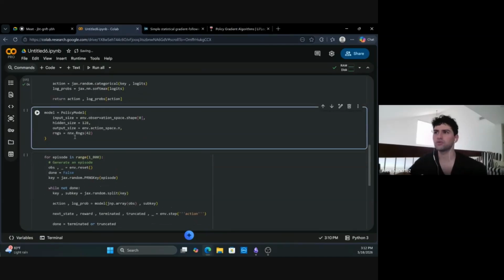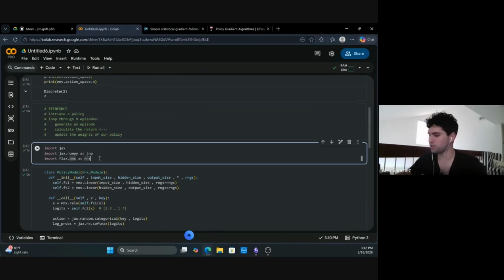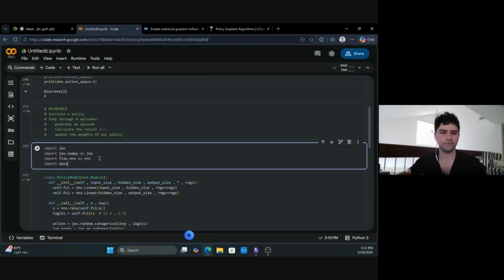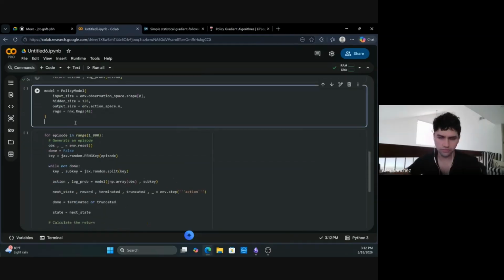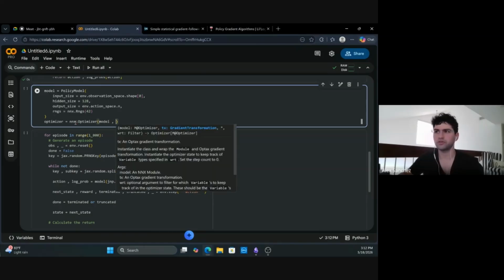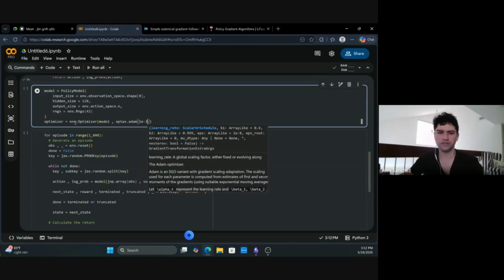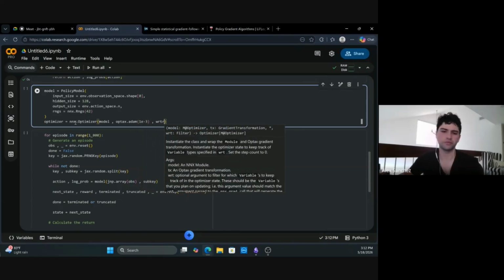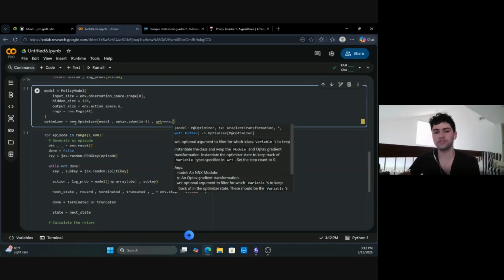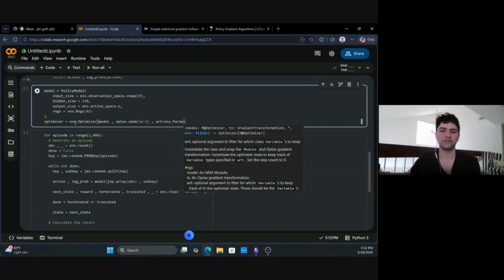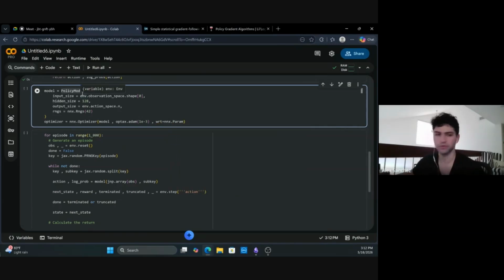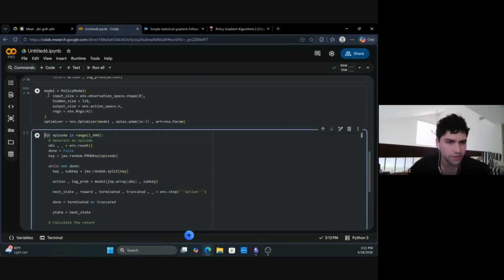And then we also want, forgot to import optax. This is for our loss. Here we have our optimizer. Let's just use Adam. So we pass our model. Here we ask for the learning rate, and with respect to the parameters of our policy model. Should run fine.